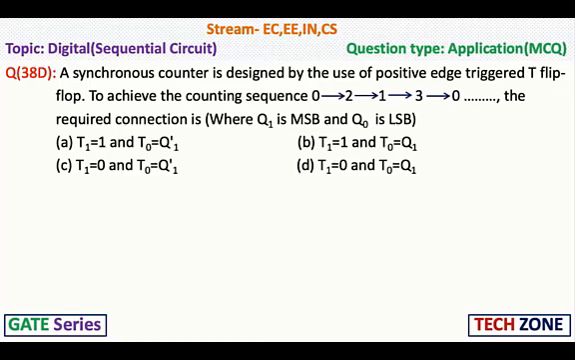Option A, T1 is equal to 1 and T0 is equal to Q1 bar. Option B, T1 is equal to 1 and T0 is equal to Q1. Option C, T1 is equal to 0 and T0 is equal to Q1 bar. Option D, T1 is equal to 0 and T0 is equal to Q1.